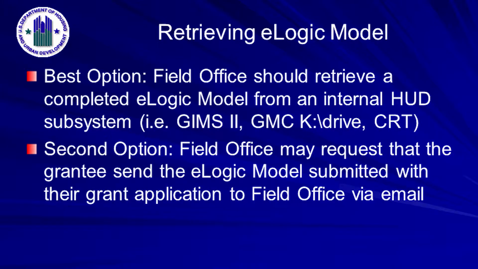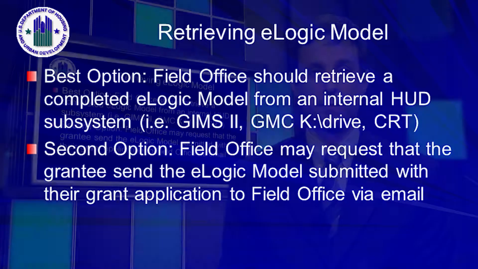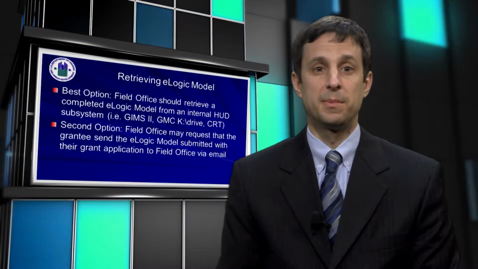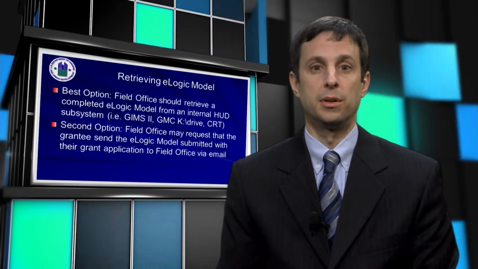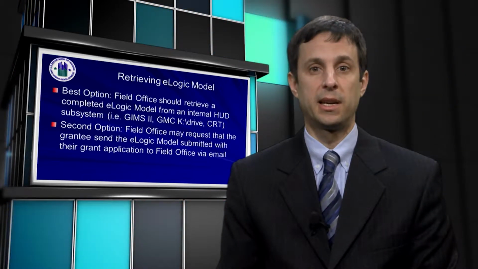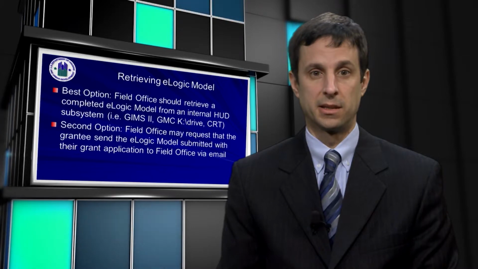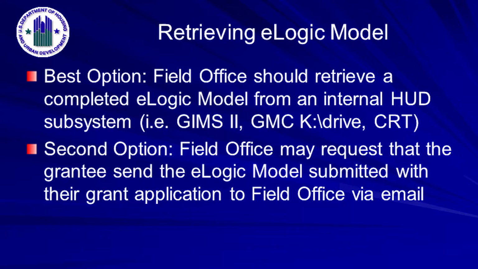Retrieving the eLogic Model. The best option for a field office to retrieve an eLogic Model is through an internal HUD subsystem. An internal HUD subsystem can vary from year to year, but they typically include GEMS2 or the GMCK drive or the CRT system. A second option is that field offices may request that the grantee send the eLogic Model that they submitted with their grant application to the field office via email.